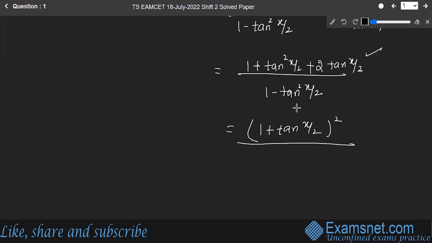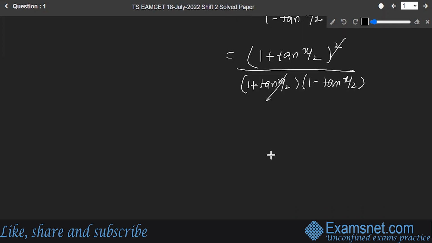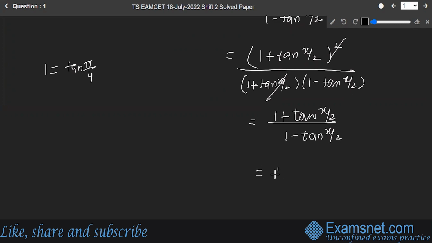Now I can split it up. 1 minus tan square x by 2 can be written as (1 plus tan x by 2) times (1 minus tan x by 2). So this and this will get cancelled. You will be left with (1 plus tan x by 2) upon (1 minus tan x by 2). Right. 1 is equal to tan pi by 4. Therefore, I can write this using the formula for tan of (pi by 4 plus x by 2).